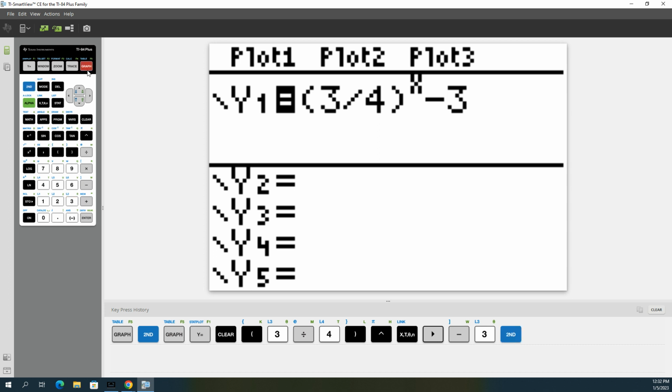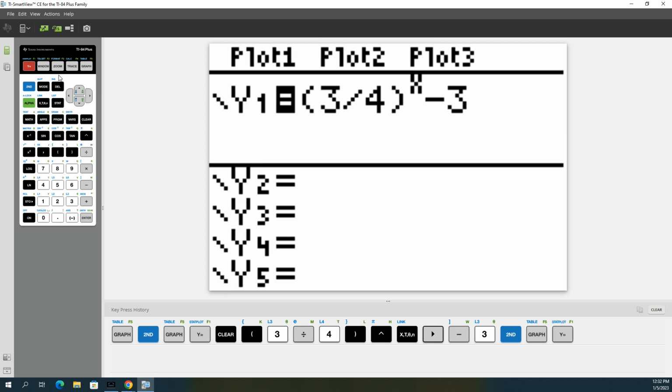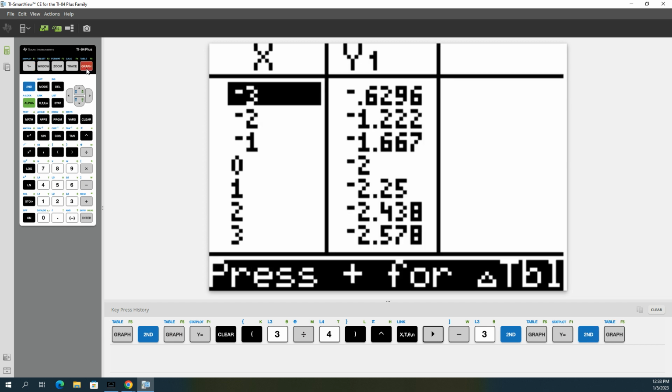All right, so I'm going to go to my table. Oh, sorry. You guys need to see that a little bit longer. It's okay. I'm going to go to my table. I'm going to jot that down. I'm just going to round to 2 decimal places on these.